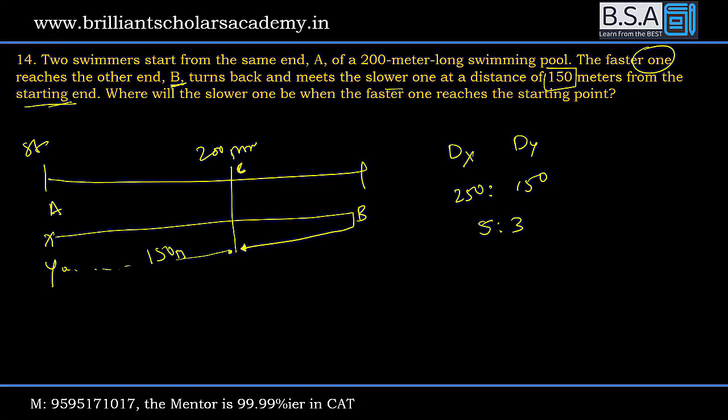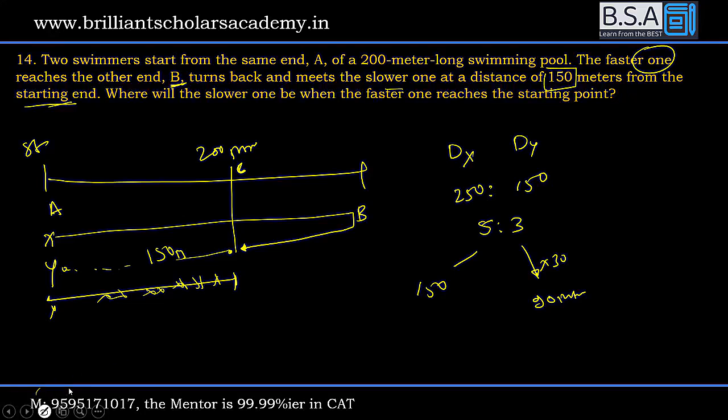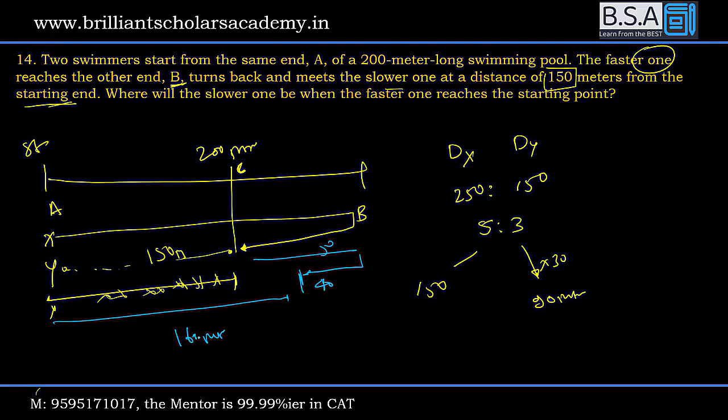Question 13 you want to cover? Yeah, we'll go back to that as well. So now the question is, when X reaches here, where is Y? What is the distance X has to travel further? X has to travel 150 meters. So Y will have to travel 90 meters. That would mean Y has covered these 50 meters and turned back 40. So how far is Y from the starting end? Y is 160 meters from the starting end. That is the question. Where is Y?